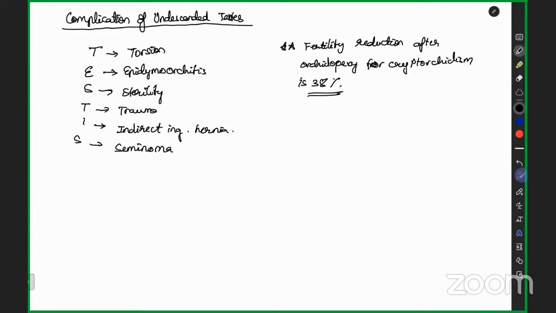Do you have any doubt? What is the surgery name? Can you put it in the chat box? What is the orchidopexy done here? Fowler-Stephens orchidopexy. It can be either open or laparoscopic. That is not a problem.